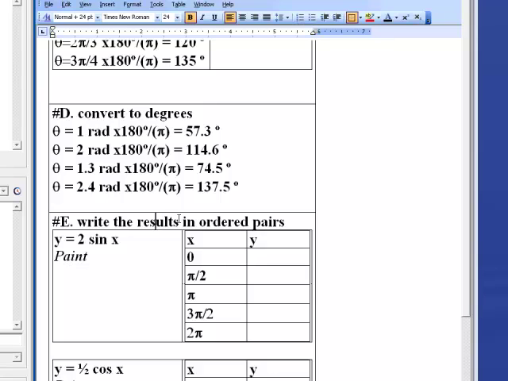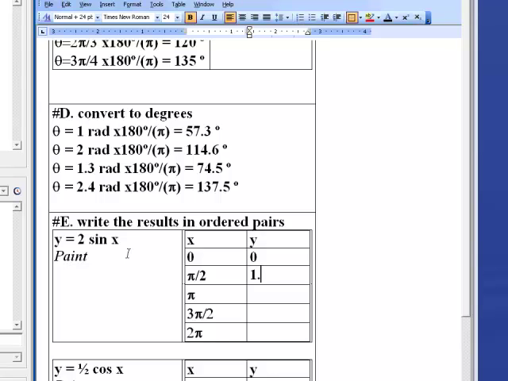The last problem set here says write the results in ordered pairs. That means we have an equation here, y equals 2 sine x, plug in all these angles here, and these are our typical 45, 30, 60 degree angles, actually just 45, 90 degree angles and so on. So we plug them in. Sine of 0 is 0. Sine of pi over 2, or sine of 45 degrees, is 0.707.